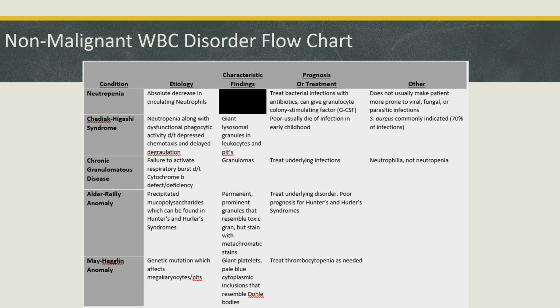Unfortunately, the prognosis for these individuals is usually very poor because they die of infection early in childhood. And Staph aureus is commonly indicated in about 70% of the infections.